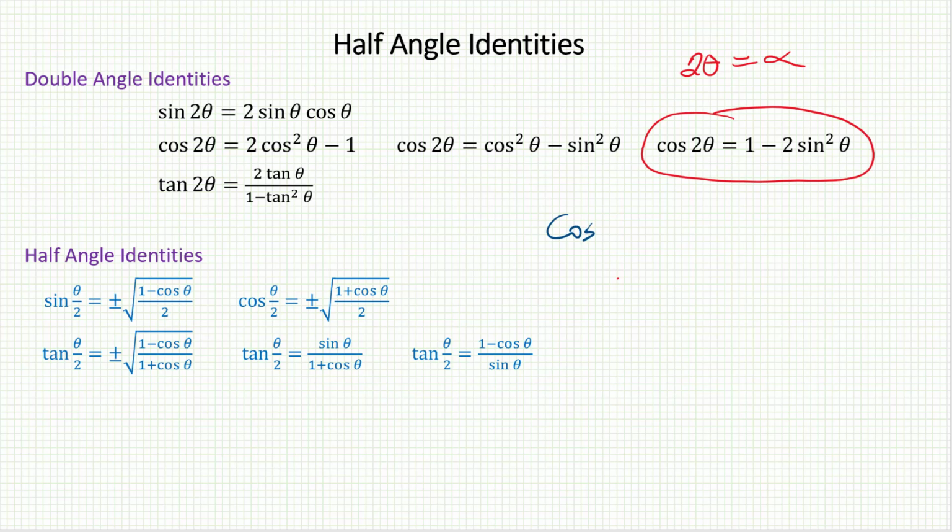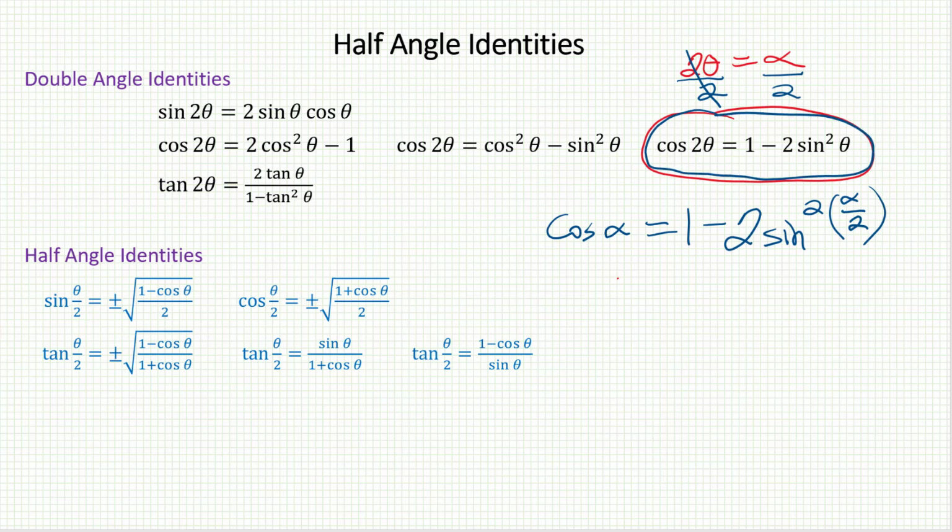I would now have cosine alpha, because 2 theta is equal to alpha, equals 1 minus 2 sine squared, and then theta. Well, if 2 theta is equal to alpha, just divide both sides by 2 here, you would have theta equals alpha over 2. So I'll replace this theta with alpha over 2. This should make good sense. This is a double angle identity here, and so we know that this angle is always twice as much as this angle, and that's still true. Twice as much as alpha over 2 is just alpha.